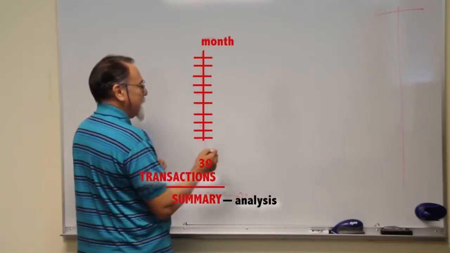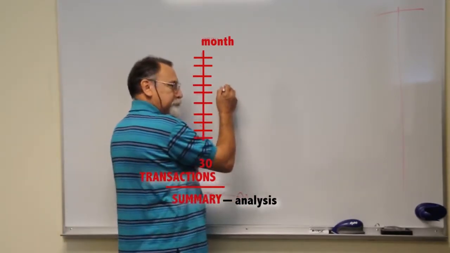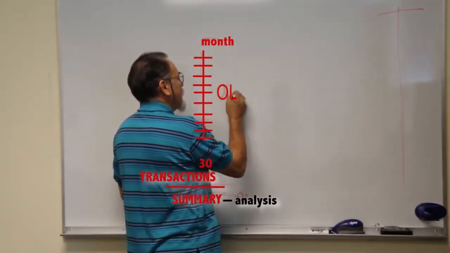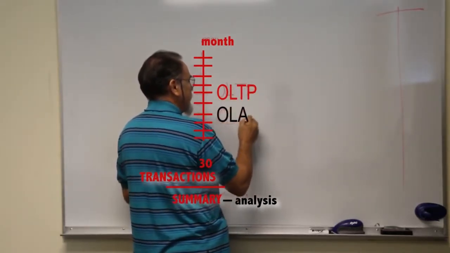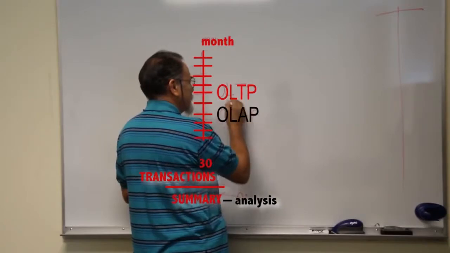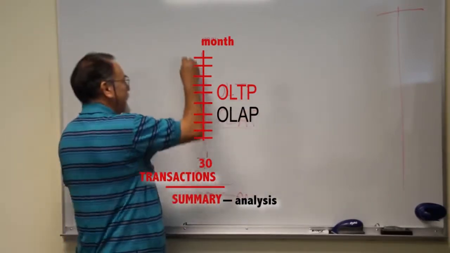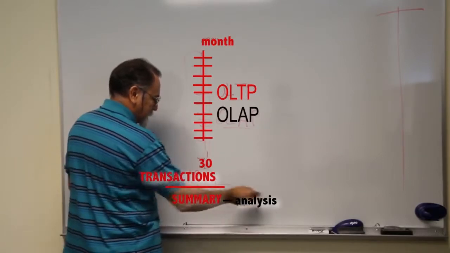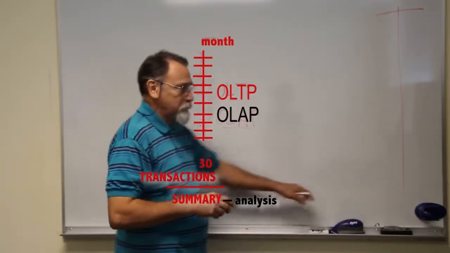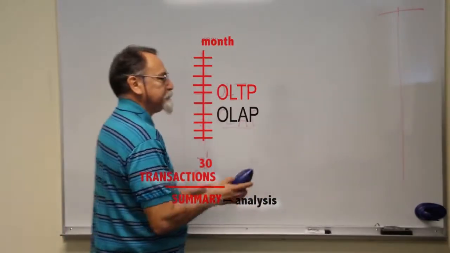So there's two items we're looking for. There's the online transaction processing and online analytical processing. So these are the two events. You have collecting data every month and then doing the analysis that you do every month. So those are the two things that we're going to look at.